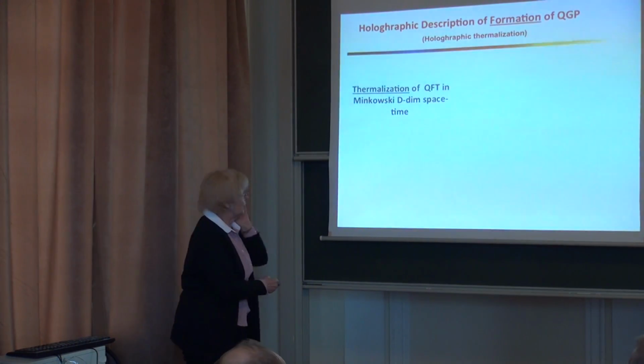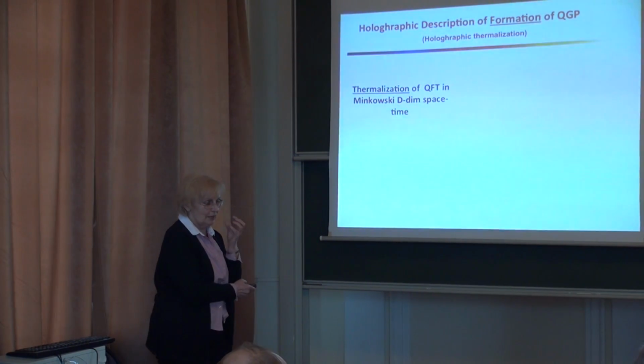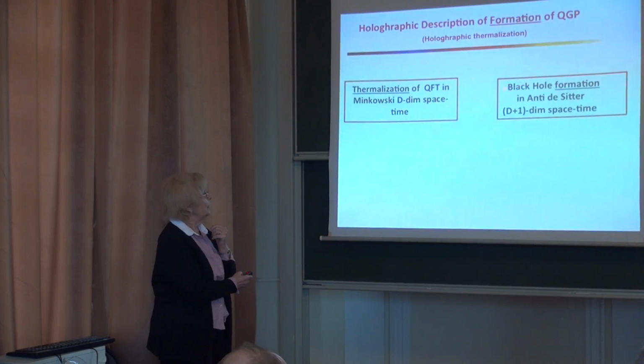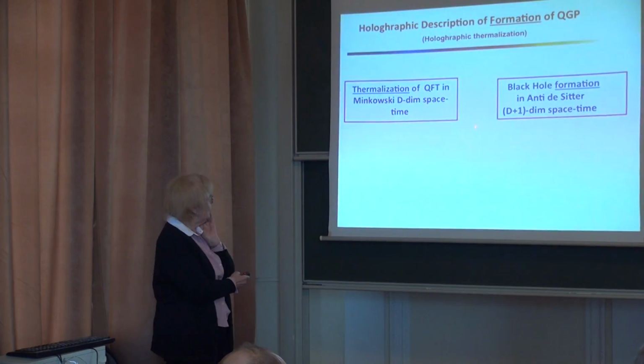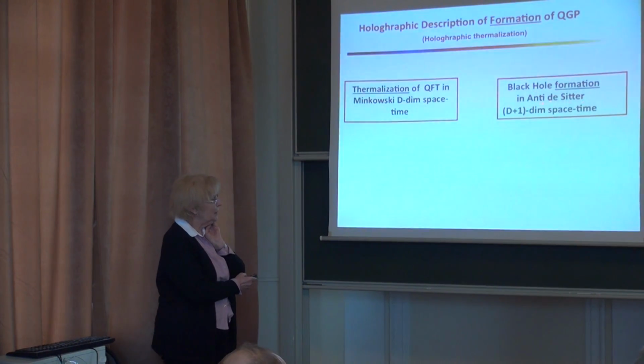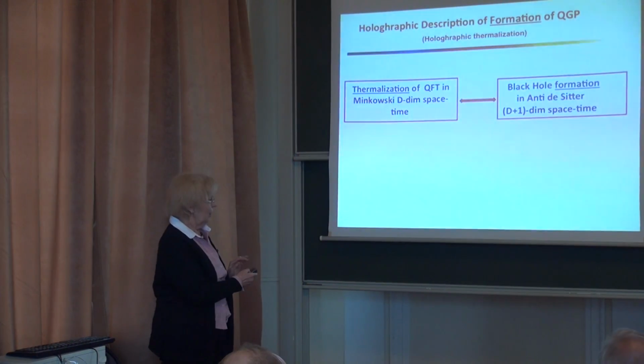I have shown you a two-dimensional example with thermalization, or in other words, the correlator at high temperature can be obtained from a calculation in some anti-de Sitter space-time with a black hole. So, if I can describe black hole formation in anti-de Sitter space-time in d+1 dimensions, then due to holography, maybe I can describe thermalization in Minkowski d-dimensional space-time.